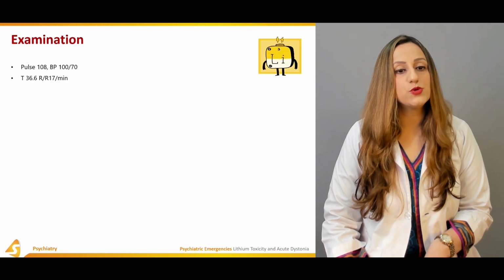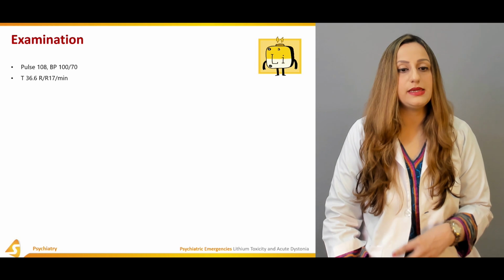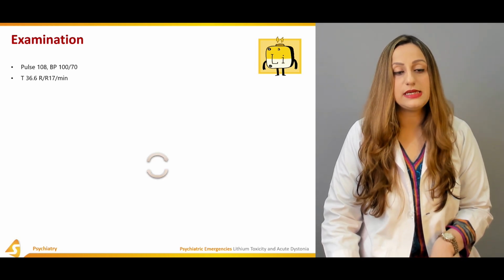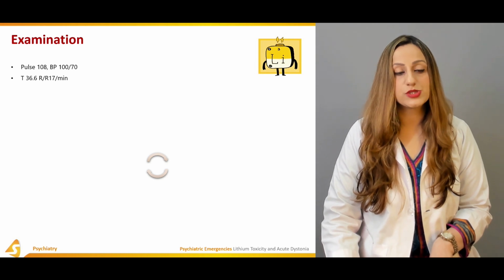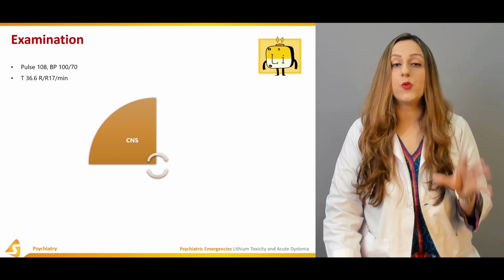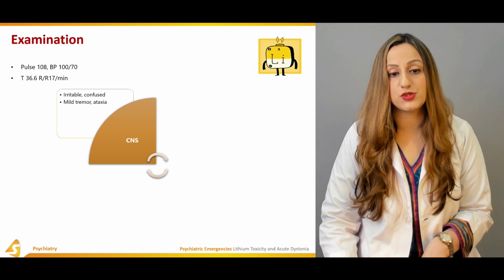The examination would include a pulse of 108, blood pressure of 100/70, temperature of almost 36.6, and respiratory rate of 17 per minute. So these are basically the vitals that are going to be observed in such individuals.